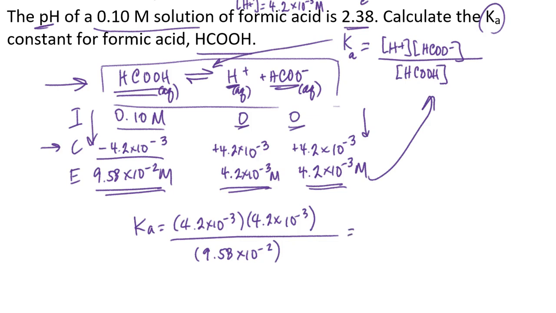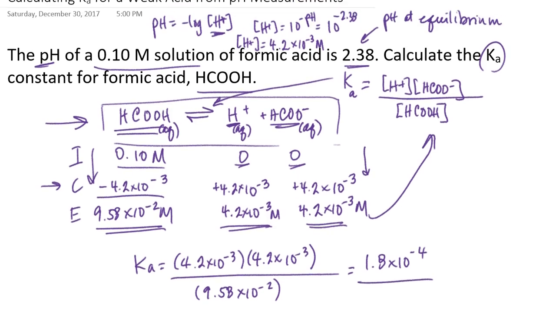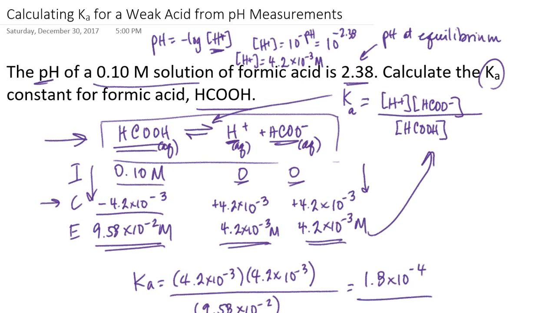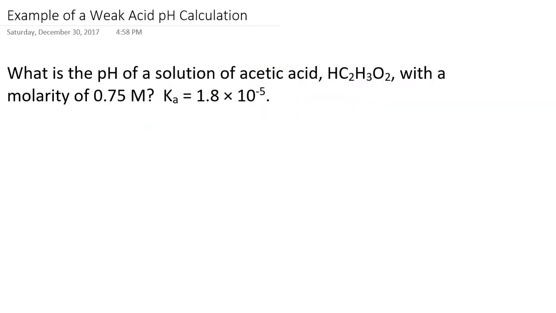And if I go ahead and do that math, then I get an acid dissociation constant of 1.8 times 10 to the negative 4. Okay. Now, another type of problem that we might run across for weak acids is if we're actually given a Ka in advance and we're asked to calculate what the pH of a weak acid solution should be. And so that's precisely the type of problem that is on the screen right now. So let's go ahead and walk through how we would do this.